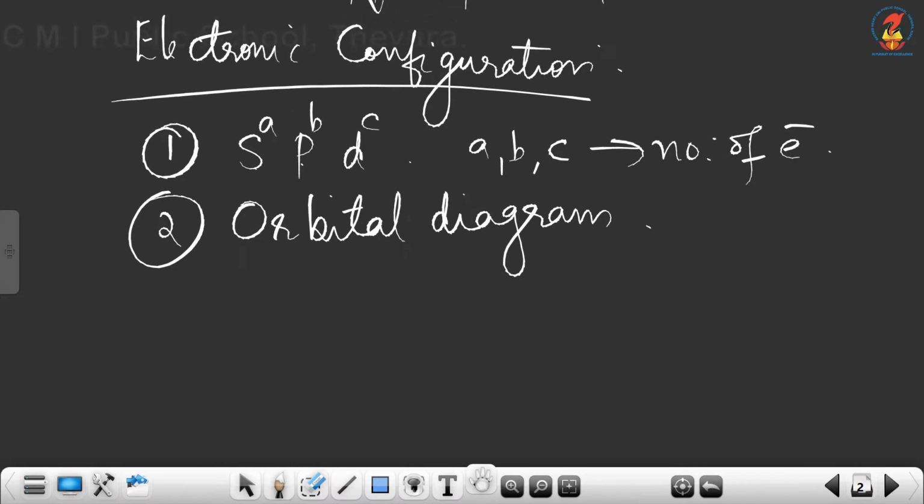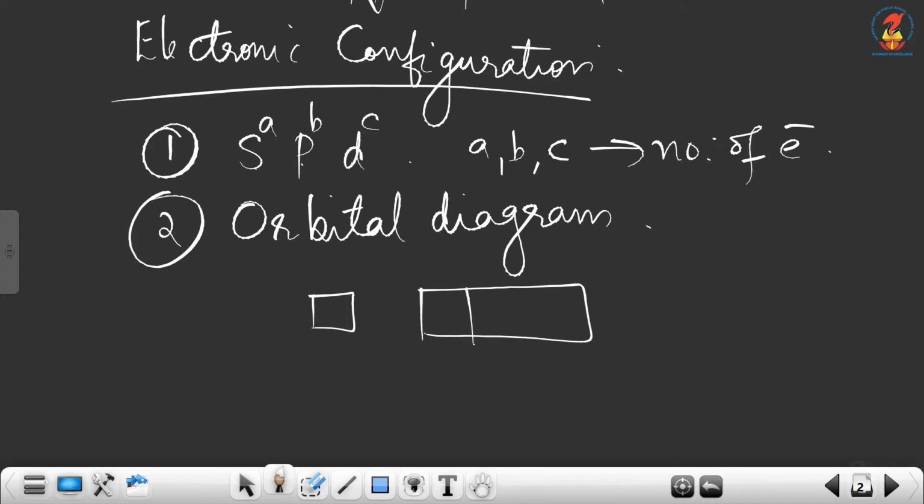Now, orbital diagram means the orbitals are shown in boxes. So, S orbital, we know that we have only one S orbital, so it is shown with a box like this. Then P orbital, we know there are three P orbitals. So, the first one is Px, Py, Pz. This is S orbital, P orbital.